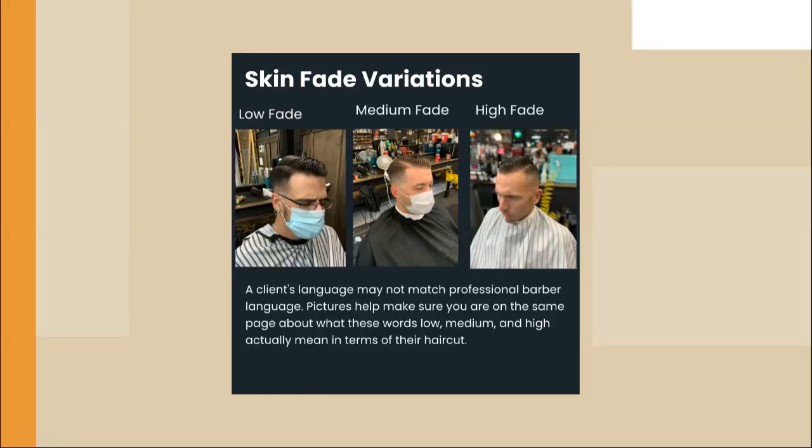A low fade is a skin fade that has very little skin showing just above the ears. A medium fade has a moderate amount of skin showing, and a high fade, which is also sometimes called a high and tight, has a lot of skin showing on the sides. Remember that a client's language may not always match professional barber language. Pictures help make sure that you are on the same page about what these words, low, medium, and high, actually mean in terms of their haircut.